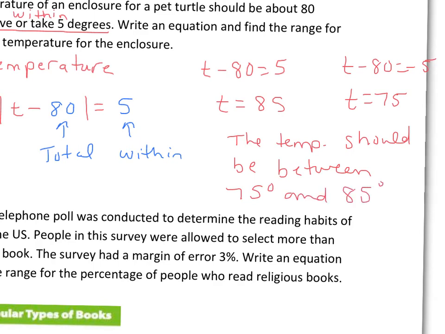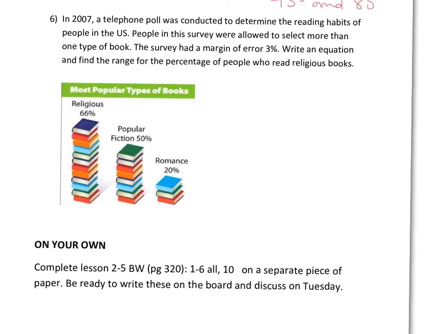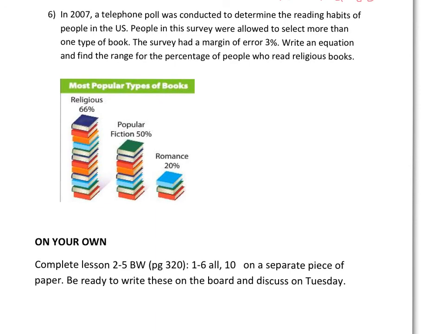All right, last problem we're going to look at today. It says in 2007, a telephone poll was conducted to determine the reading habits of people in the U.S. People in a survey were allowed to select more than one type of book. The survey had a margin of error of 3%. Write an equation to find the range for the percent of people who read religious books.